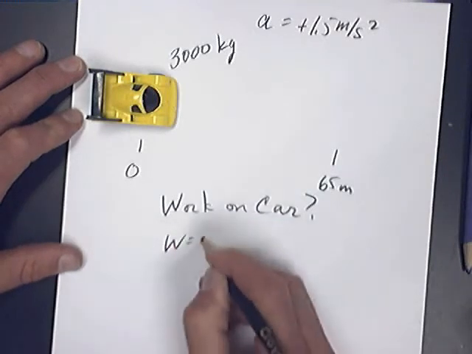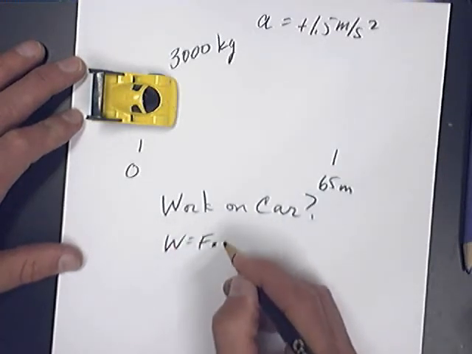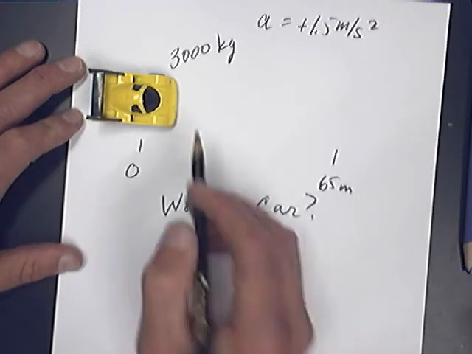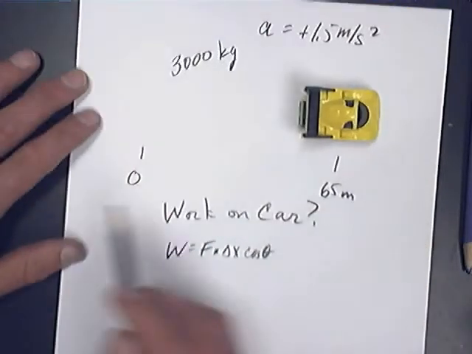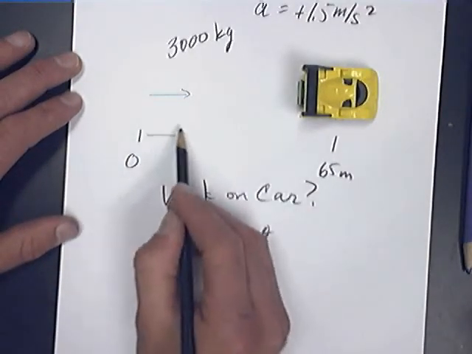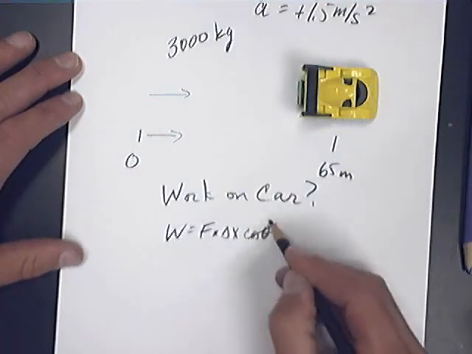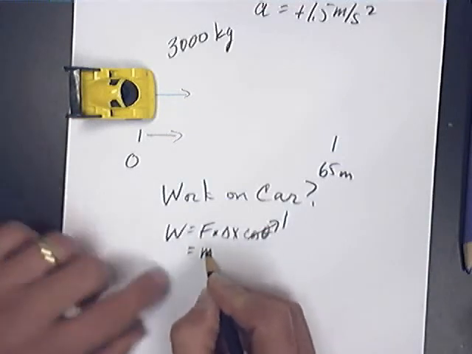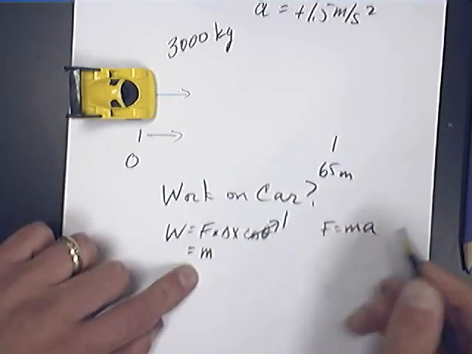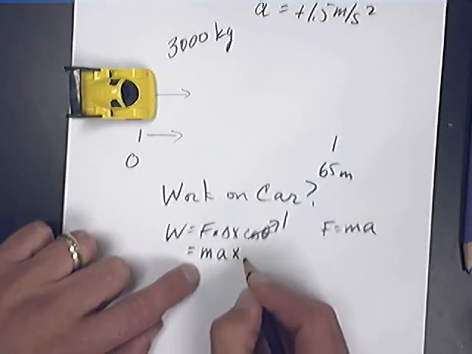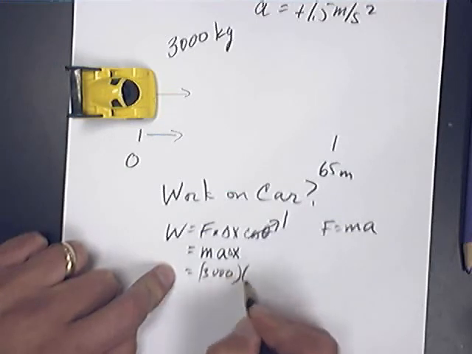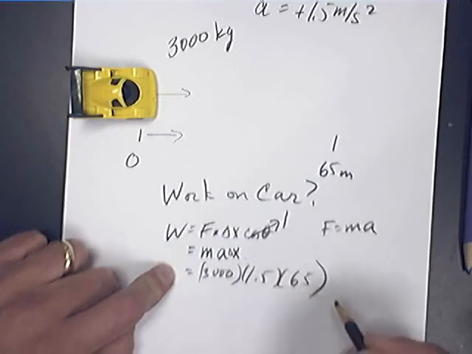Well, work is force times the displacement times the cosine of the angle between them. My force is going this direction, and my displacement is in this direction. The angle between them is 0, so that goes to 1. Now it's force times distance. Well, I don't really have the force, but I have the mass. So F equals ma. My work is m a delta x. So my mass is 3,000 kilograms times the acceleration of 1.5 times the distance that I go, 65 meters.